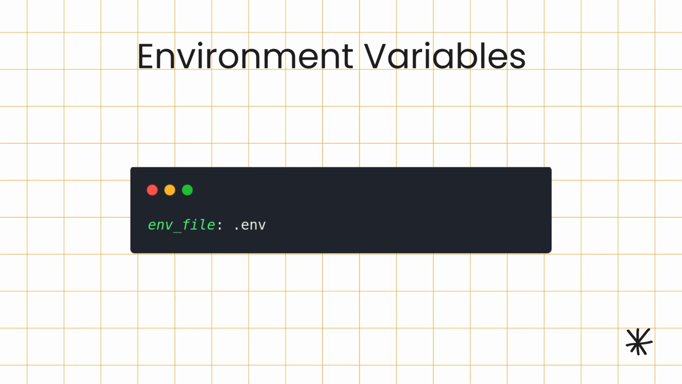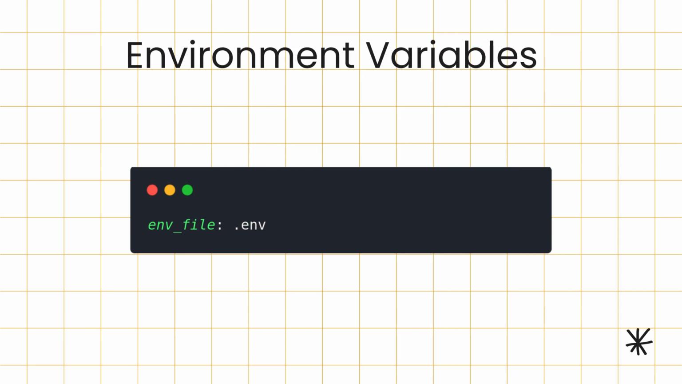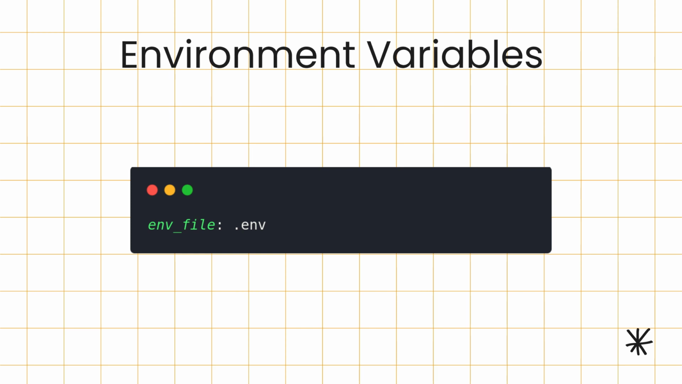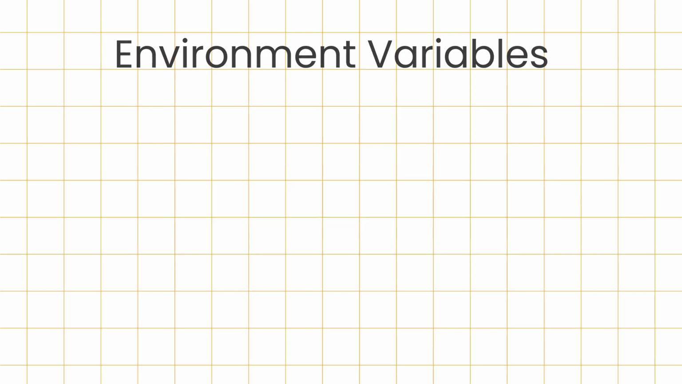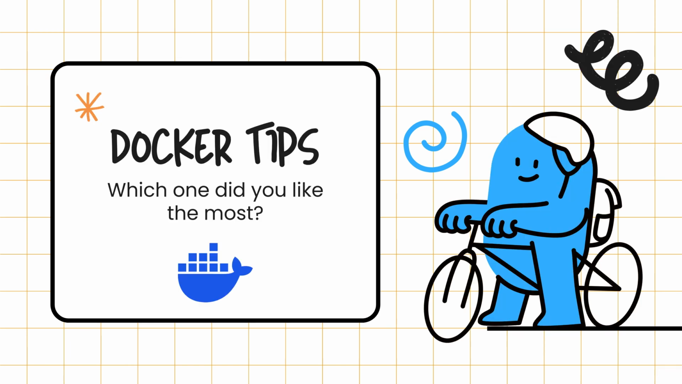For better configuration, use environment variables with .env files. Just add it like this. This keeps your settings clean and manageable. That's it! 5 powerful Docker tips to take your container game to the next level.